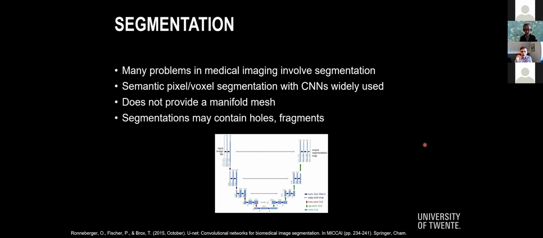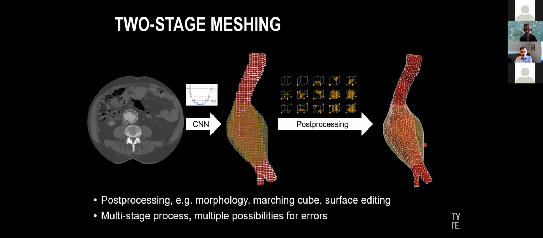Yet commonly used methods like UNet, fully convolutional networks, VNet, operate on a per pixel and per voxel level, and also give us a result which has the risk of containing holes or some spurious fragments. On the other hand, if we want to obtain a mesh from that, there's always a second stage required. So the CNN may give us some voxelized representation, and there is a post-processing step required that includes things like morphology, marching cubes, surface editing to come up with a watertight mesh that can be used for other applications.